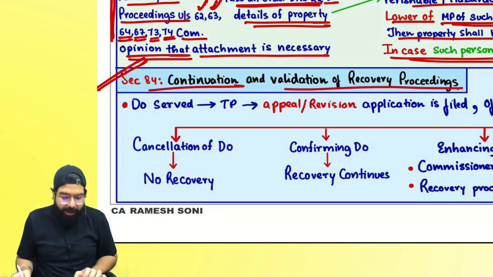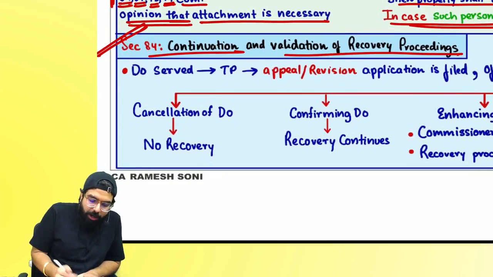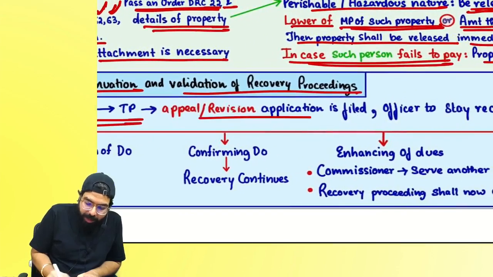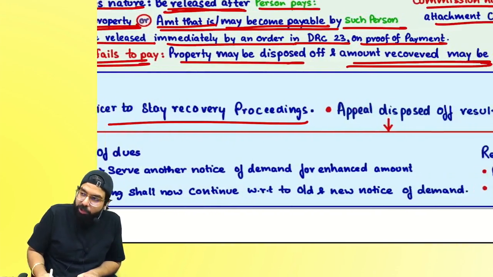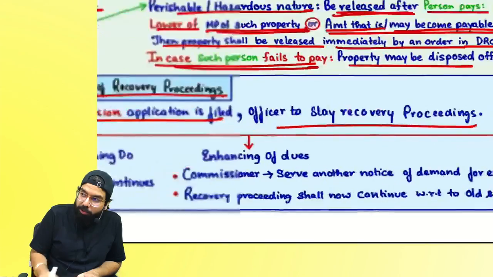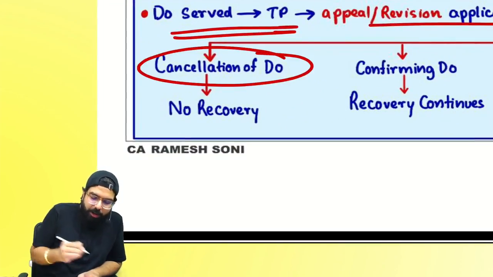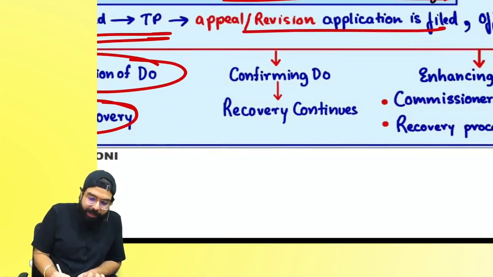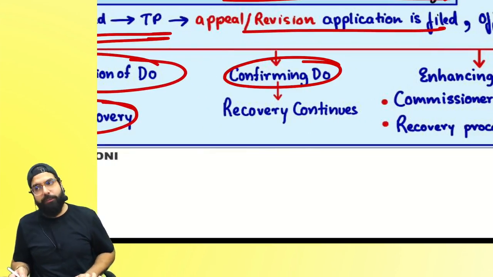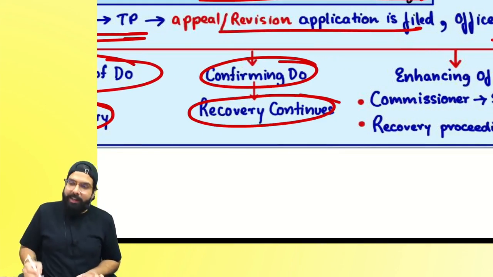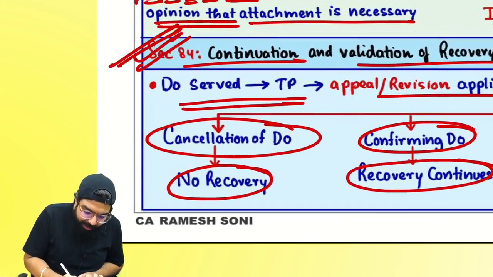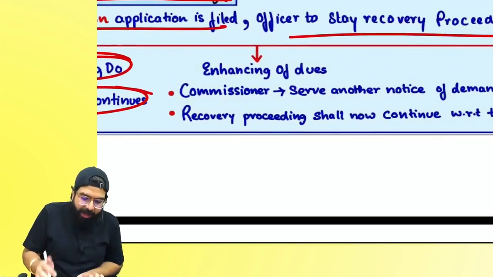Once the appellate authority passes the order: the demand order was served, the taxable person went for an appeal, the application was filed, the officer will stop the proceeding, and the appeal will be disposed of. Now when the appeal is disposed of and the demand order is cancelled, then recovery will not be done. If the appellate authority confirmed the demand order, recovery will continue. That is told by section number 84, continuation and validation of recovery proceeding.